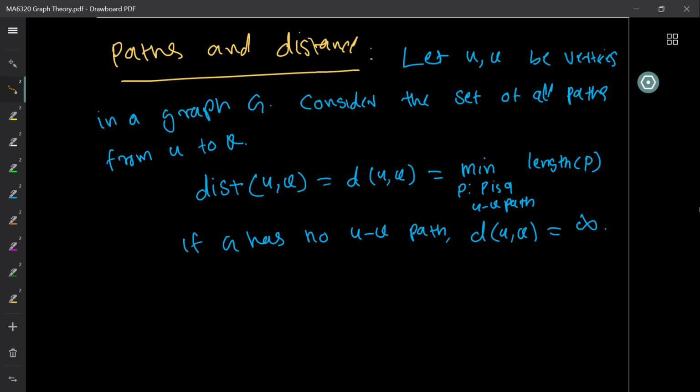Now, if there is no such path, if two vertices are in different components, then the distance is defined to be infinity.